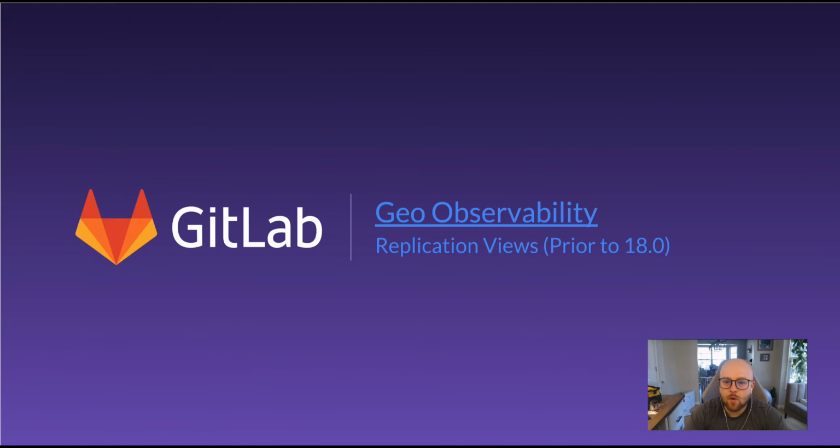Today I'm going to be going over what's new coming to our replication views in 18.5. Before we get started though, I wanted to quickly show where we're coming from and what the replication views had prior to 18.0, especially what they didn't have. We've been iterating over these views for the past couple milestones, and here in 18.5 we're fully releasing all the new functionality, as well as closing the enrich existing functionality epic under Geo Observability.